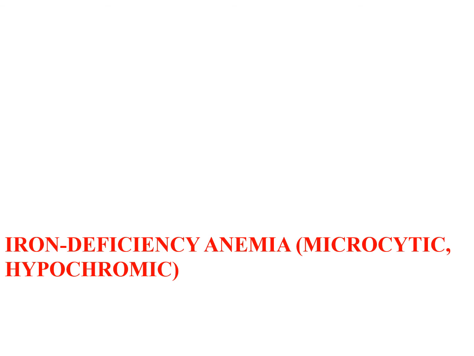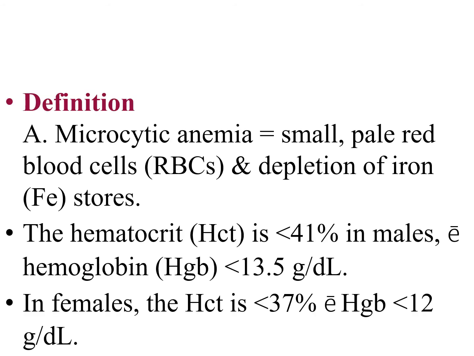Iron deficiency anemia, microcytic hypochromic anemia. Definition: a microcytic anemia with small, pale red blood cells and depletion of iron stores. The hematocrit is less than 41% in males and hemoglobin less than 13.5 grams per deciliter. In females, hematocrit less than 37% and hemoglobin less than 12.